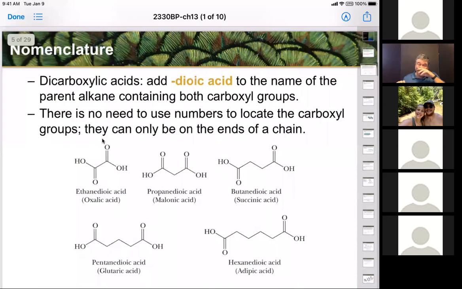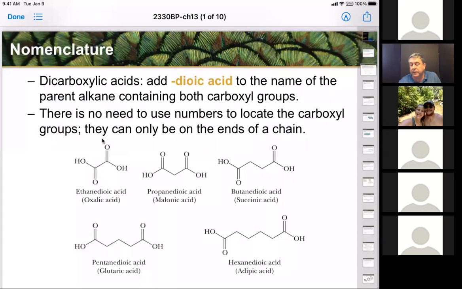Okay, so now those are the monoacids, but you can have 2 carboxylic acids on a chain. Just like we had diols and triols, we can also have dicarboxylic acids and tricarboxylic acids. Here, instead of oic acid, we drop the E and add dioic acid. So you can easily name them from that. And most of the dioic acids have common names.